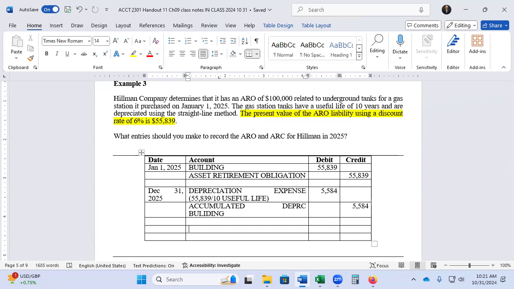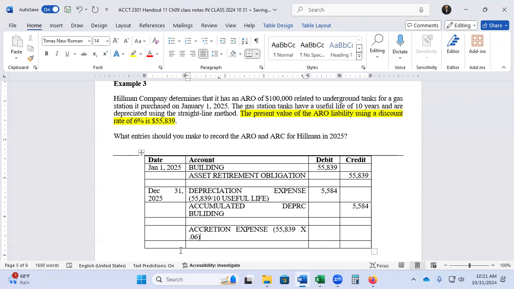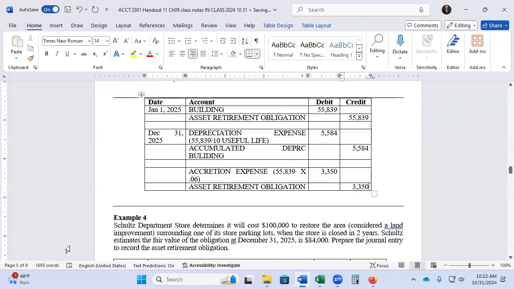And then we have what's called an accretion expense. And that is basically the asset price or value, the book value of it, and we multiply it by 6% because we want to increase that asset for 10 years until we get to the 100,000. And so our liability for asset retirement obligation increases. In this case, it is 3,350. Any questions?